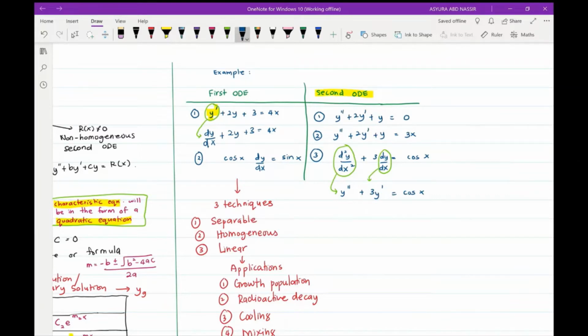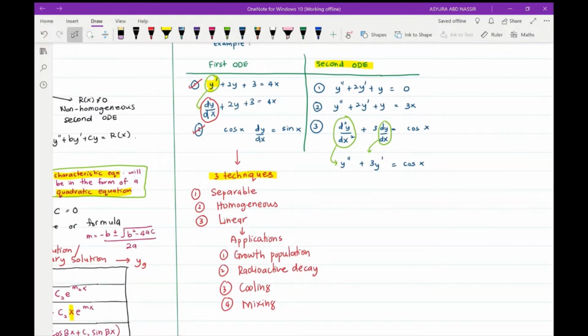In first ODE, to solve it, basically you will write in the form of dy/dx. When you rewrite it in the form of dy/dx, it will be dy/dx plus 2y plus 3 equals 4x. Another example we have for first ODE is cos x dy/dx equals sin x. Remember we have three techniques that you can use to solve your first ODE. The first one is separable equation. The second one is homogeneous equation. The third one is linear equation.